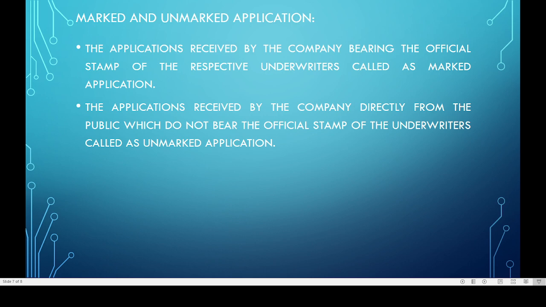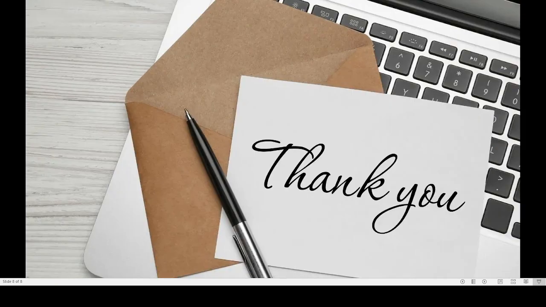The application received by the company directly from the public, which does not bear any official stamp of the underwriter, is called an unmarked application. In simple terms, we can say an application with the mark of the underwriter is called a marked application, and an application without the mark of the underwriter is called an unmarked application. So this is about the various concepts we have to learn under underwriting of shares.